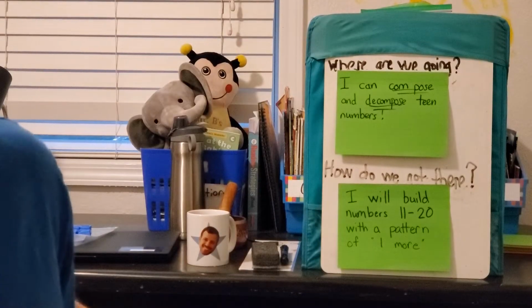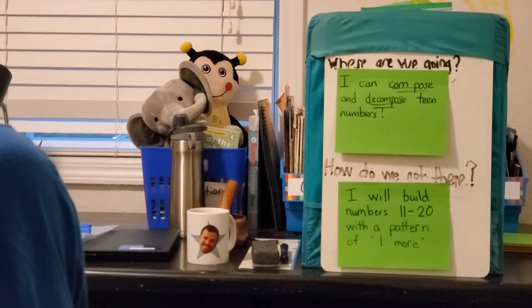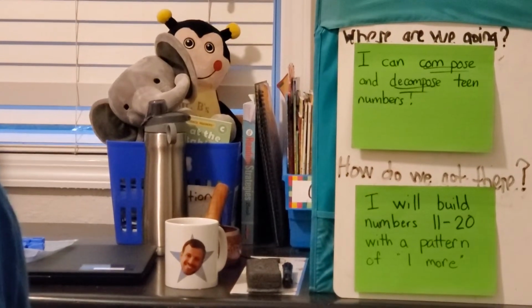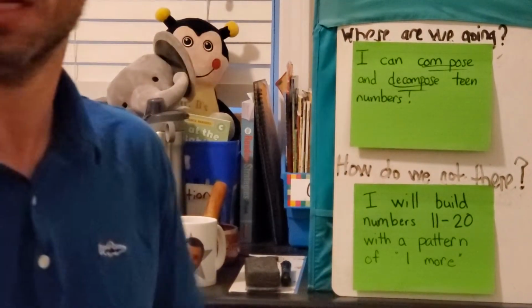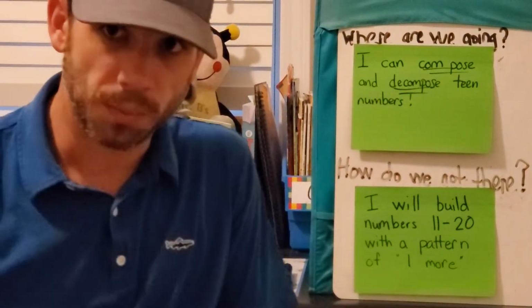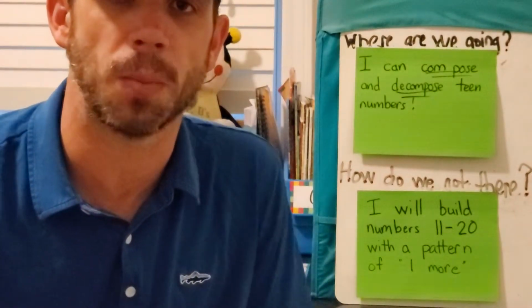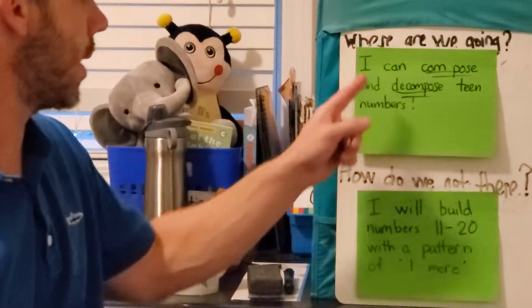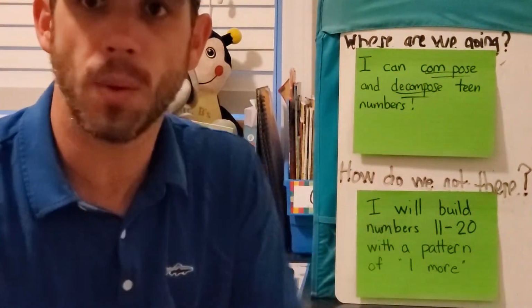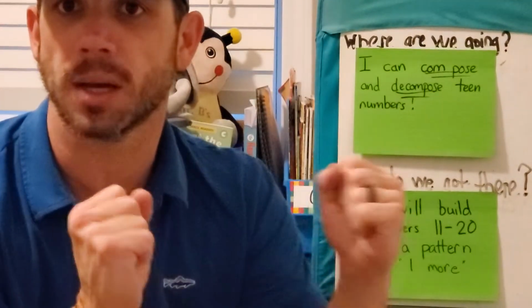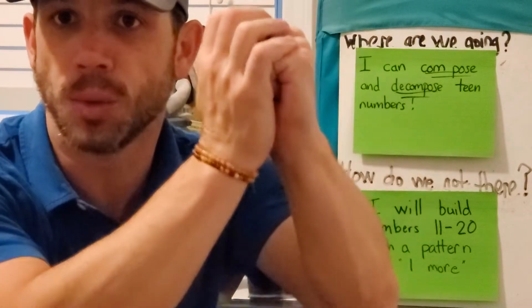There we are. All right, so we're going to be using some new math terms, guys. We have been counting to find how many. Well, you guys are excellent counters, so we're going to start using those numbers. Today, where we're going is I can compose. Well, we know from our number bonds, boys and girls, that composing is when we put together, all right?